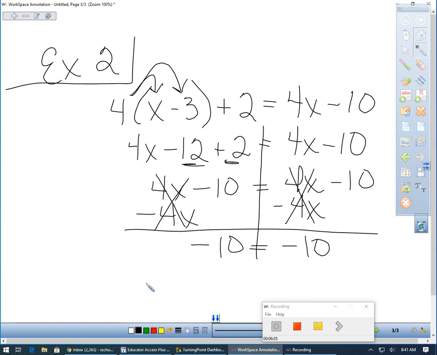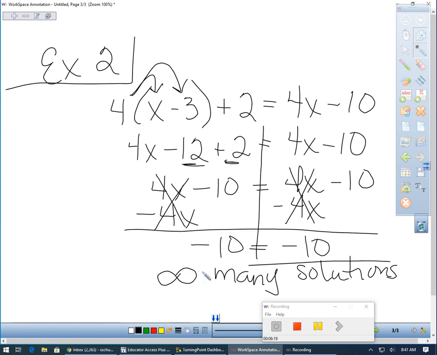So we say, and again, you guys can shortcut this to, this is infinitely many solutions. That means infinite. Okay? Any questions on this?